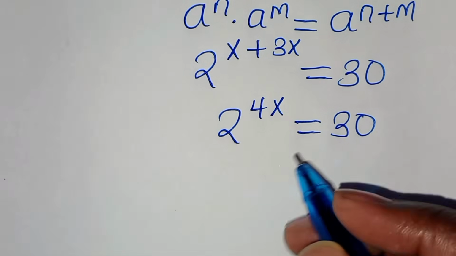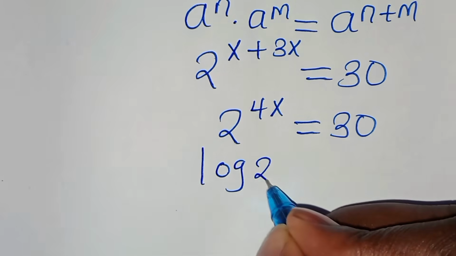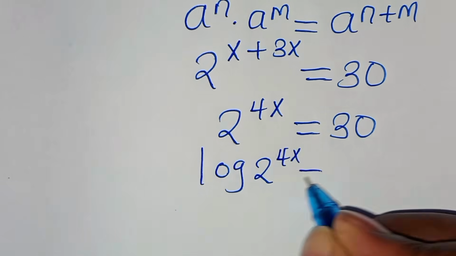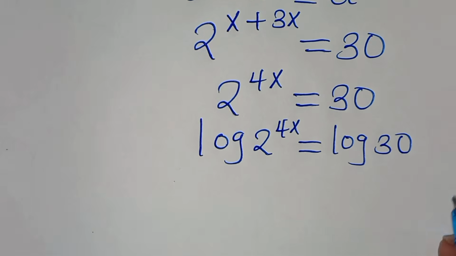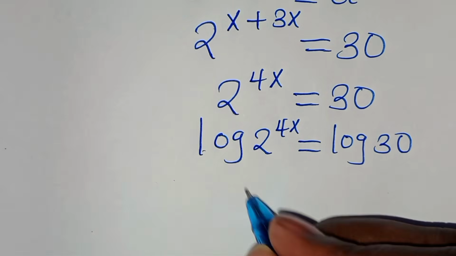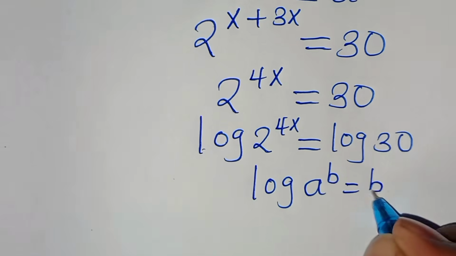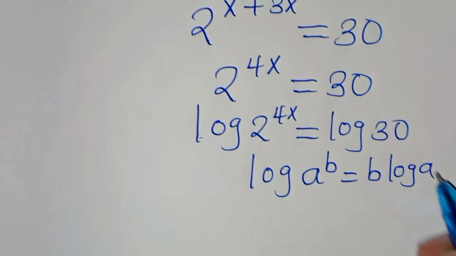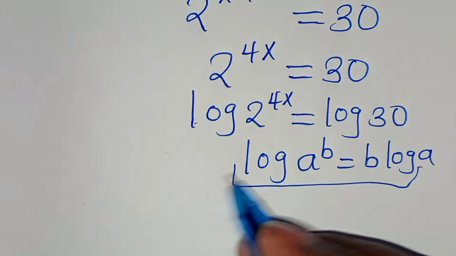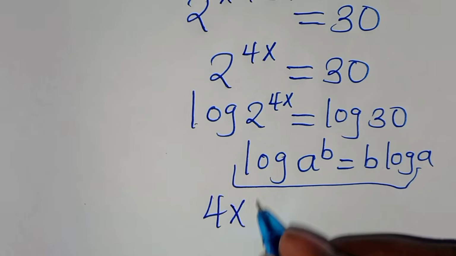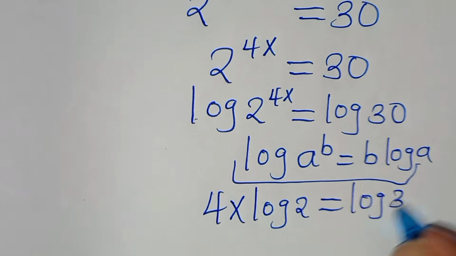To solve for x here, let's introduce logarithm on both sides. We have log 2 to the power of 4x. This is equal to log 30. Now, log 2 to the power of 4x is in the form of log a to the power of b, which we can express as b log a. Applying this power log property, it follows that log 2 to the power of 4x becomes 4x log 2. This is equal to log 30.